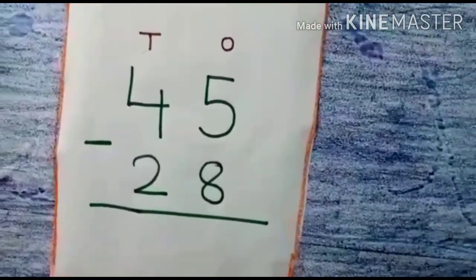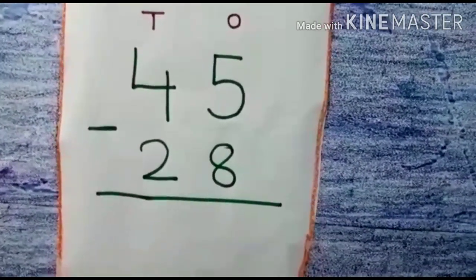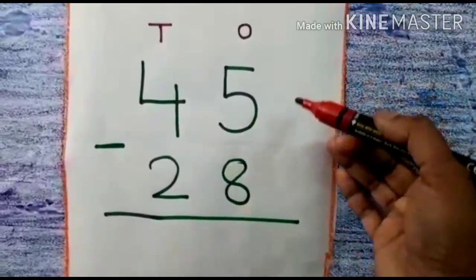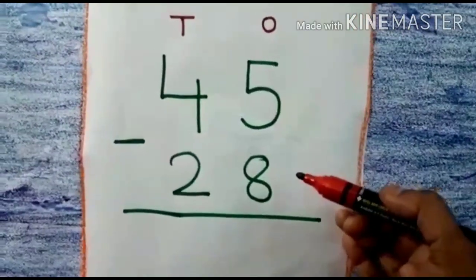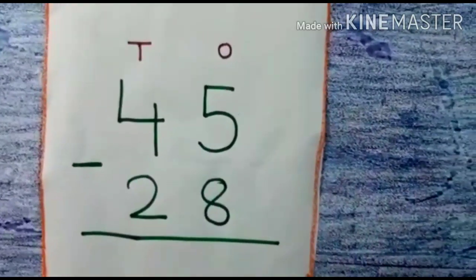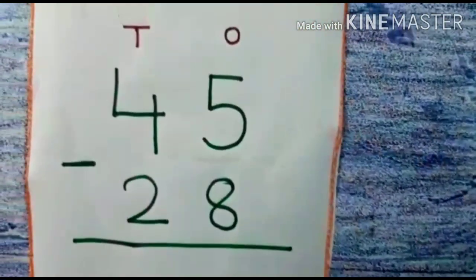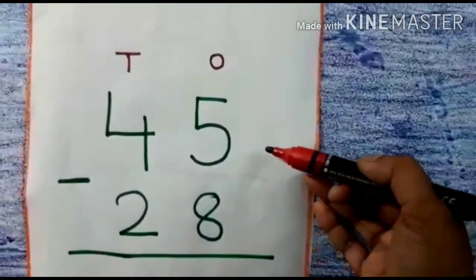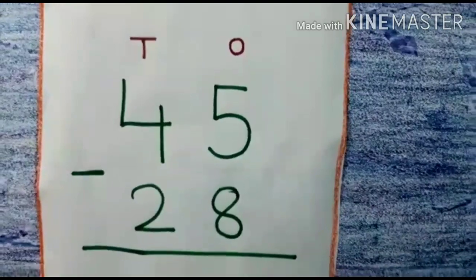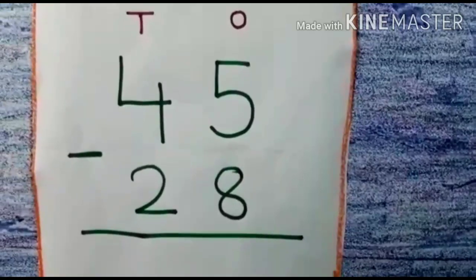Now students, as you have seen how we have done borrowing by regrouping, now we will continue with another number. Now here we have 45 and 28. That means we have to subtract 28 from 45. Now to start subtraction, we have to start from the ones digit. So in ones digit I have 5 and 8. So can I subtract 8 from 5? It is not possible.